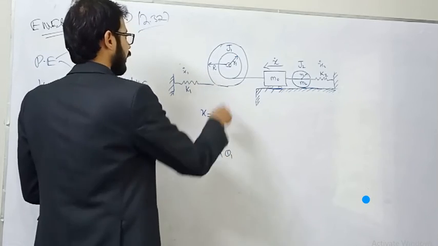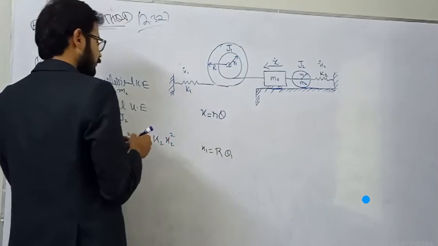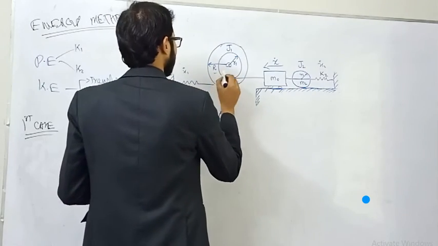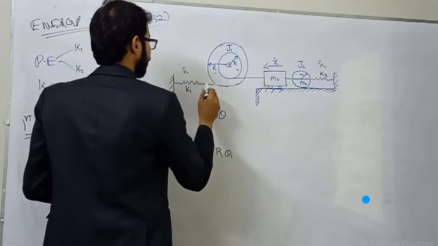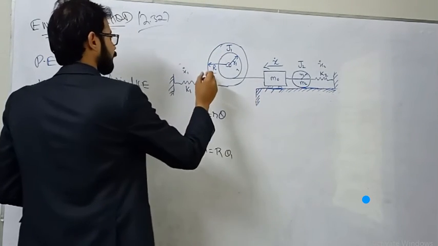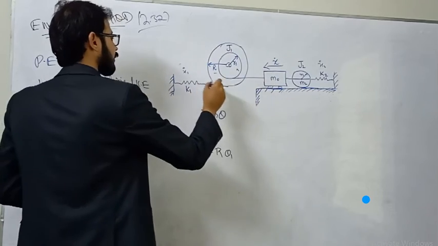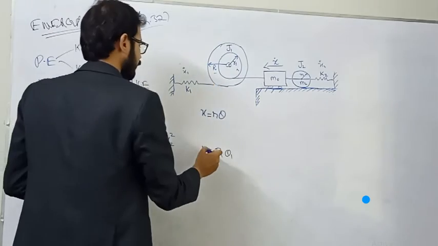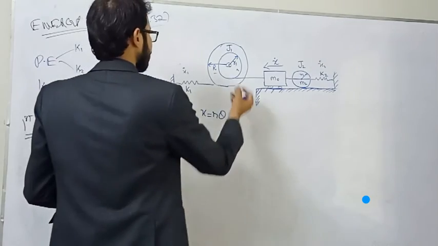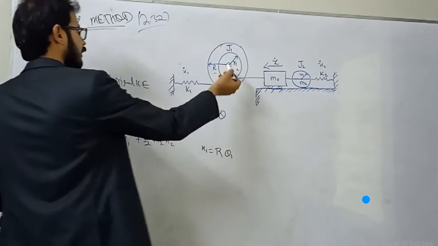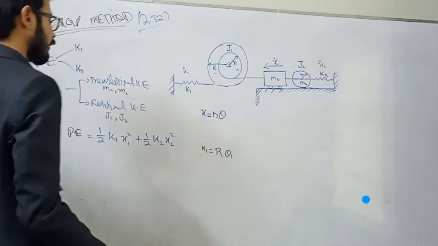Why capital R and why not R1? Your question will be, we are using capital R, but why not R1? Because this spring is directly attached to the disc of larger diameter, capital R. So that's why we are considering capital R and theta 1 here. Theta 1, why? Because the angular displacement of this disc will be R theta 1.